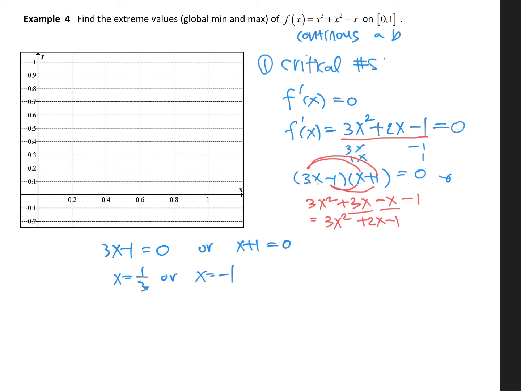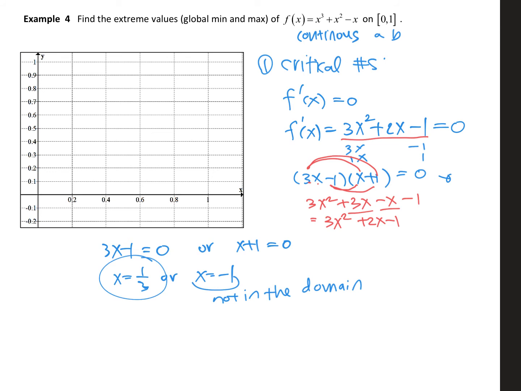Here, our domain is just between 0 and 1. So 1/3 is here. That's one of the critical numbers. -1 doesn't belong here, since it's not in the domain, so I'm not going to worry about that. So that's my critical number.